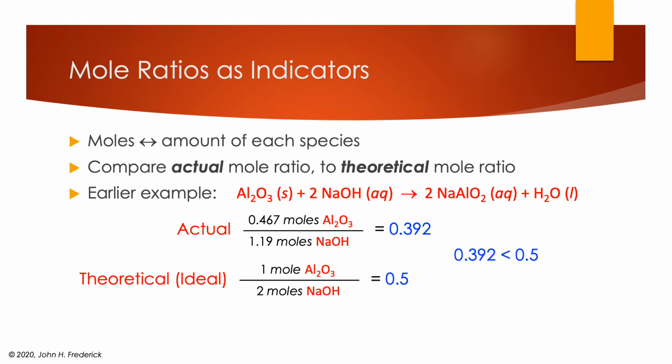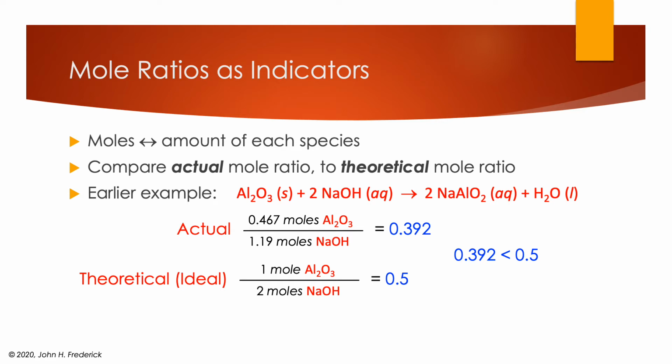So now the key is to compare these two numbers. Okay, it's pretty easy to tell. 0.392 is less than 0.5. Now what does that mean? What is that telling me? Well, this ratio that I've taken is the aluminum oxide to the sodium hydroxide, and the actual amount I have is less than the amount that would be indicated in the ideal case.